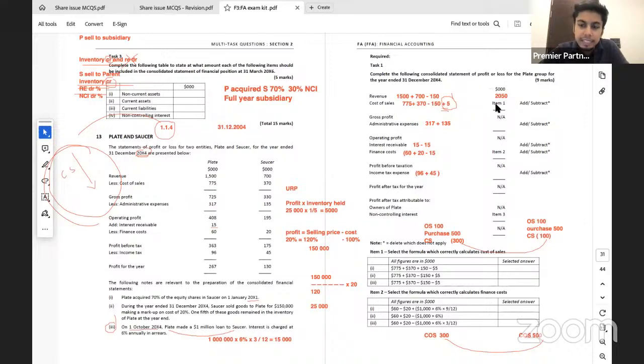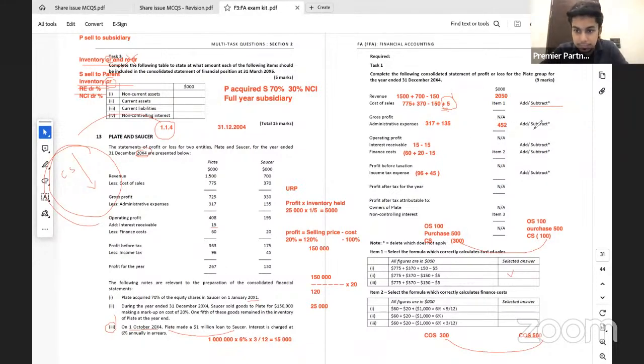Cost of sale, guys, it says item number 1. So item number 1 means, guys, we have to select 775 plus 370 minus 150 plus 5. So it has to be, guys, Roman number 2. So when you select Roman number 2 in your exam, this will get updated. And guys, remember, cost of sale, we have to subtract. Expense, no? Right, administration expenses, guys, then you can add and mark that 317 plus 135, which is 452.